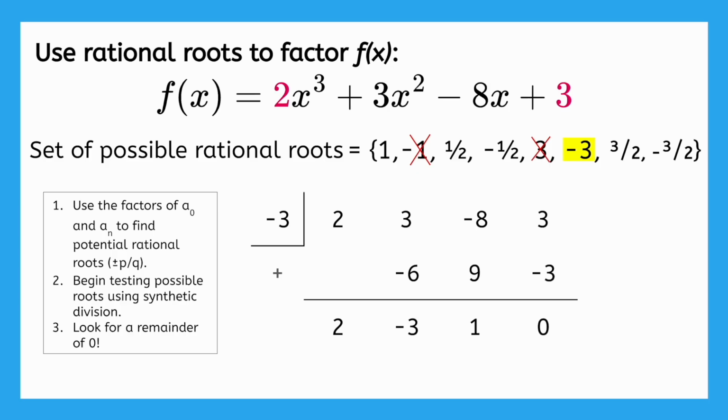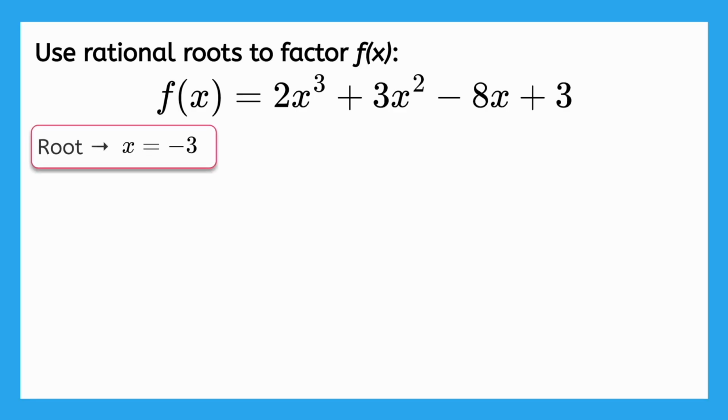Third time's a charm. We found a root of this function. This remainder of 0 tells us that negative 3 is a 0, or a root, of f of x. So what do we do with this result now that we've found a rational root? You learned that in the lesson on synthetic division. We now have enough information to begin factoring this function.